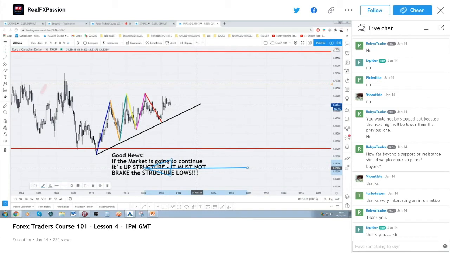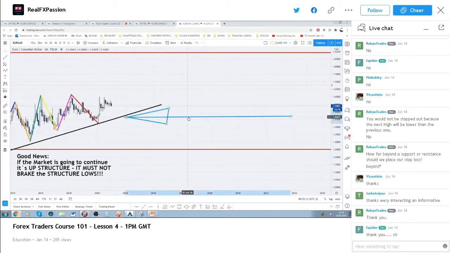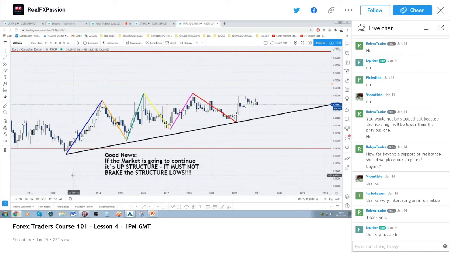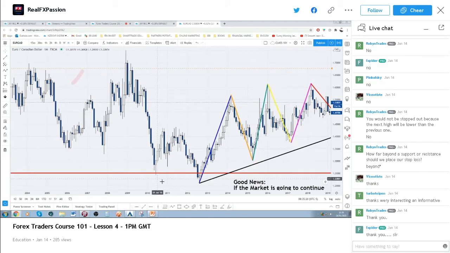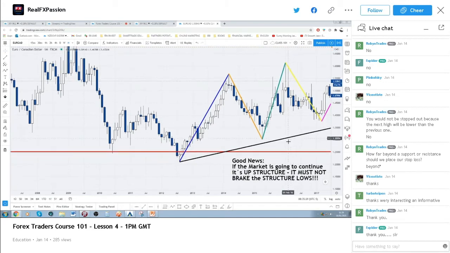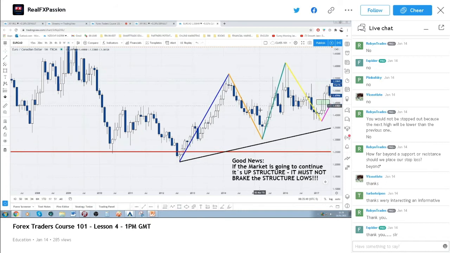This is the good news for the beginner trader. If the market is structured, it must not break the structural lows. What does this mean? So let's delete this one, everybody. If I'm new to the Forex market, this was the chart back in time, and I saw the lesson, and let's say that I bought the market somewhere in here. Not the best entry, I was late to the party, whatever. I bought this market in here.